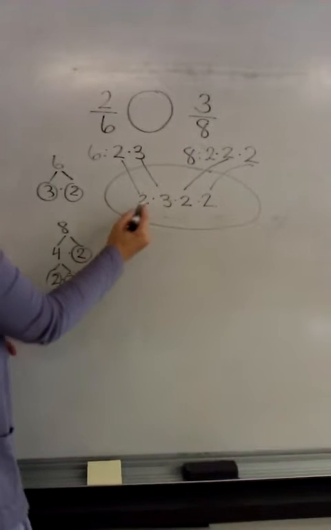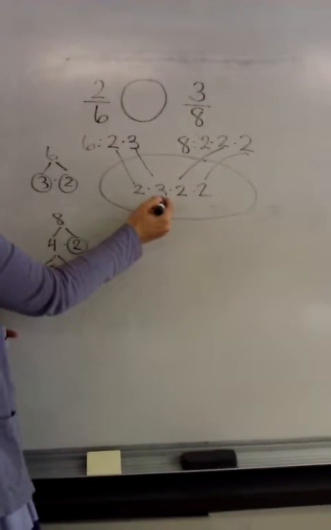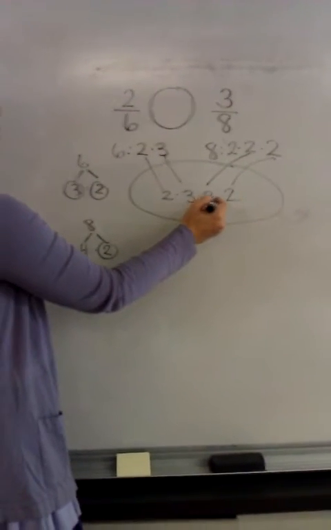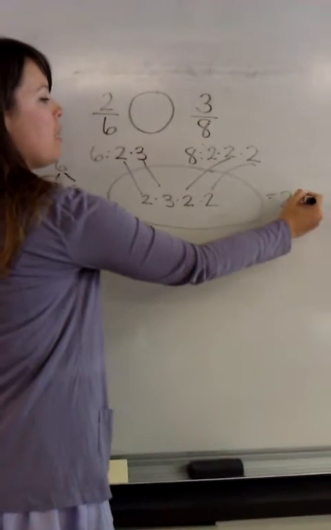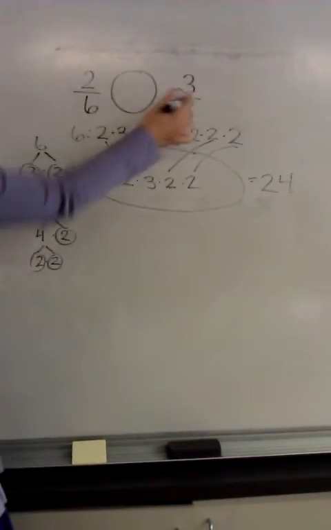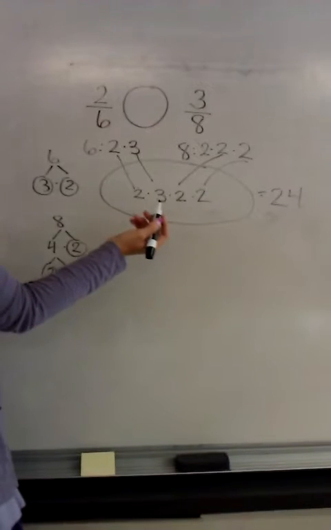Now I multiply. 2 times 3 is 6. 6 times 2 is 12. 12 times 2 is 24. My common denominator is 24. I need to change both of these fractions to have a denominator of 24.